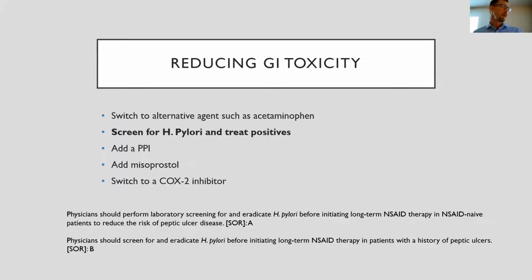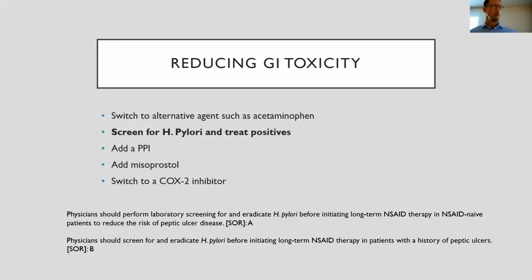So again, just to highlight these recommendations, physicians should perform lab screening for H. pylori and eradicate H. pylori before initiating long-term NSAID therapy in patients who are not on NSAIDs. And these are people who have not had peptic ulcer disease. This is just to reduce the risk of peptic ulcer disease. Physicians should screen for and eradicate H. pylori before initiating long-term NSAIDs in patients with a history of peptic ulcers.